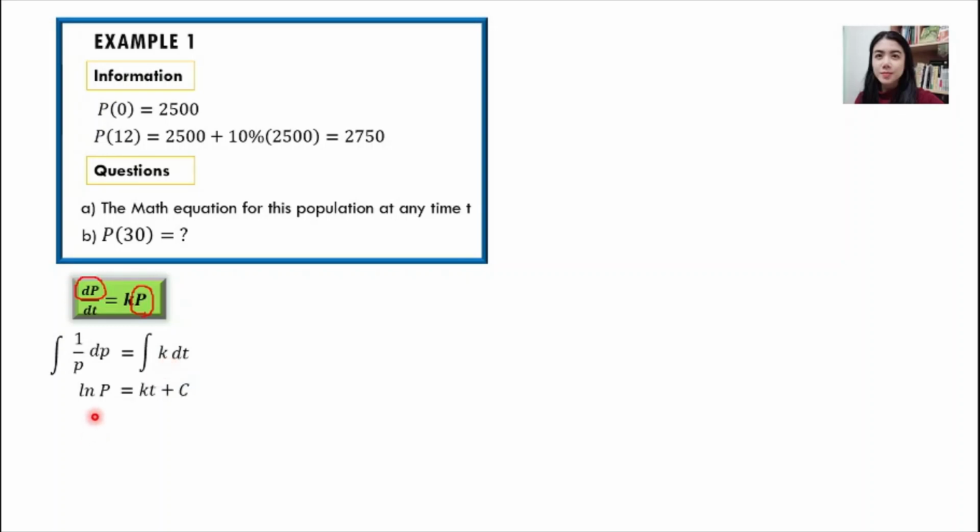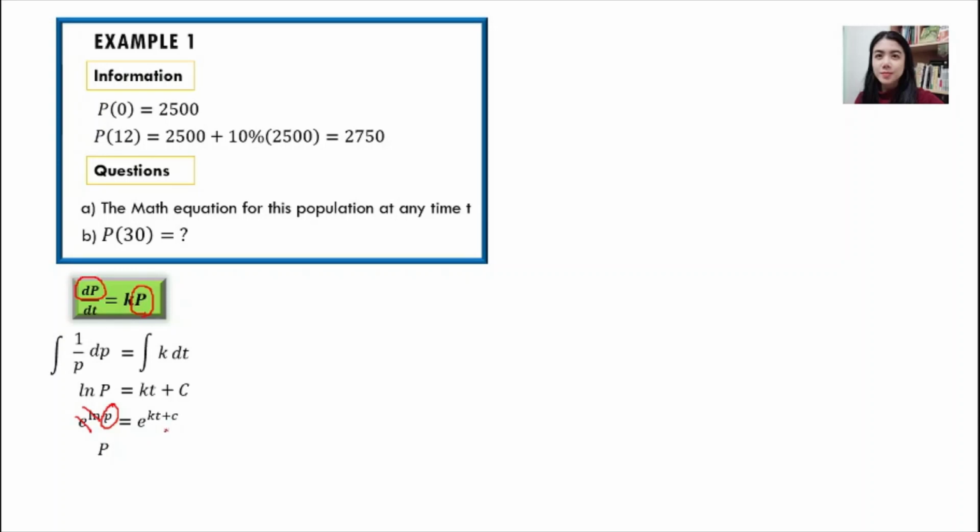Okay, then the next thing that you have to do is add the exponent to both sides. So let's just add the exponent to both sides. That is what we have for the next line. If you look at the left hand side, the exponent and the ln, basically you can cancel them. So for the left hand side, you have the p only. And let's look at the right hand side. What do we have here?